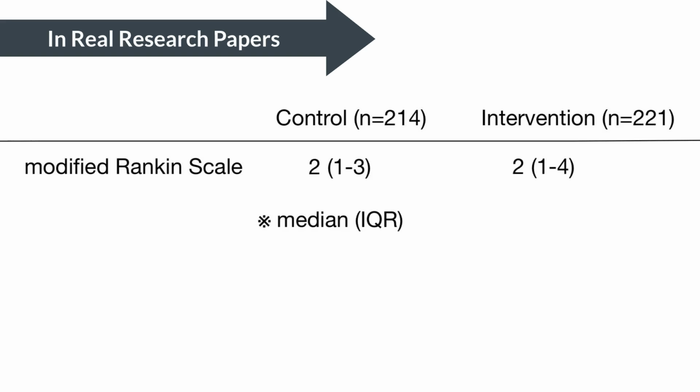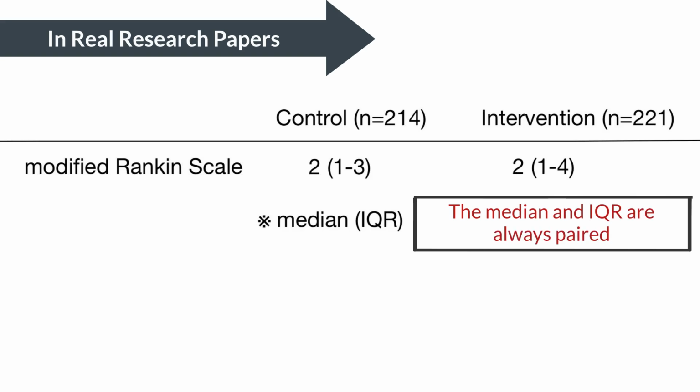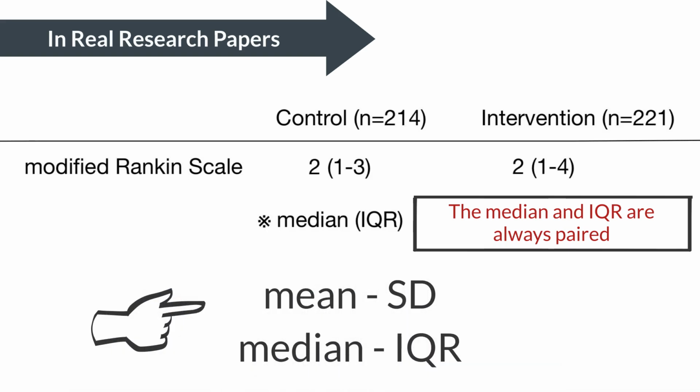In randomized controlled trials, when comparing control and intervention groups, you often see tables that look like this. In these tables, you'll frequently find notations such as median, IQR. As I mentioned earlier, the median and IQR go hand in hand. Just as the mean and standard deviation are closely related, the median and IQR work together to provide a brief summary of data's central tendency and variability. By presenting both, you can summarize a dataset in a single phrase.